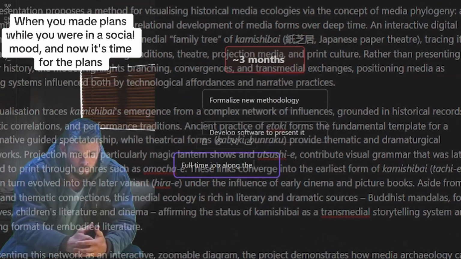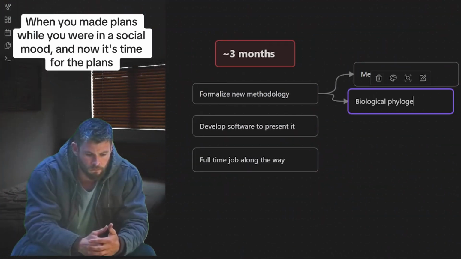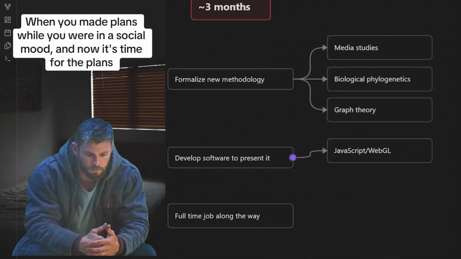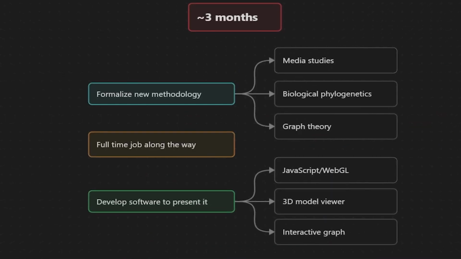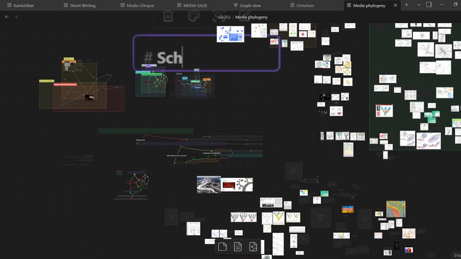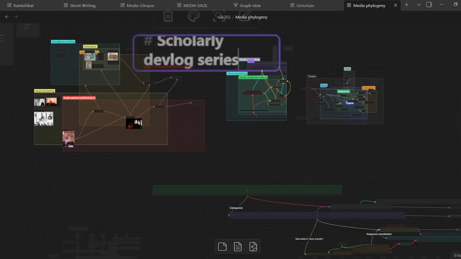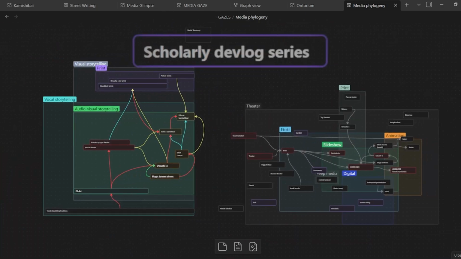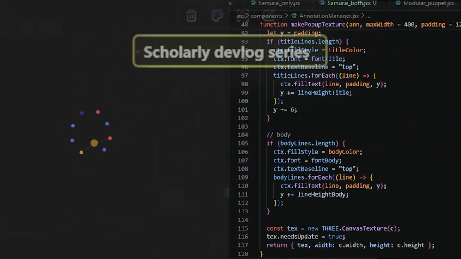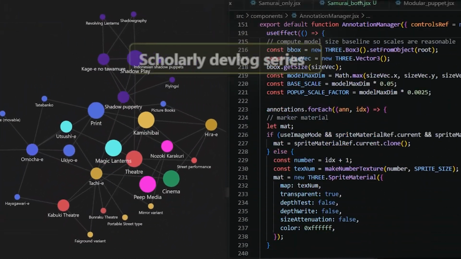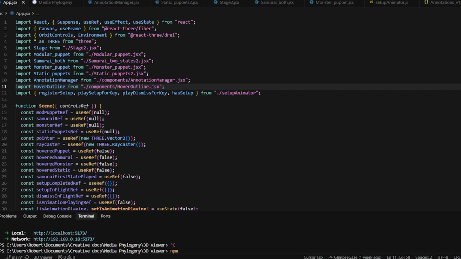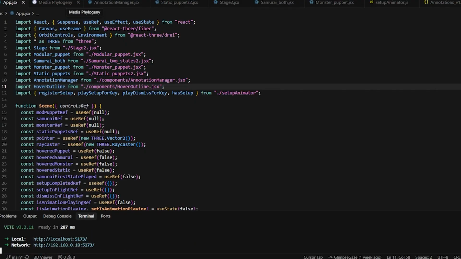I have around 3 months to formalize a new methodology and develop a software that I will use to present it. That's fun. Therefore, I want to share my efforts and struggles in a series of what you can call scholarly devlogs. I want to somehow document the process of developing such a chaotic and complex idea. Alright, to have some visuals on what on earth I'm even talking about, take a look at this.